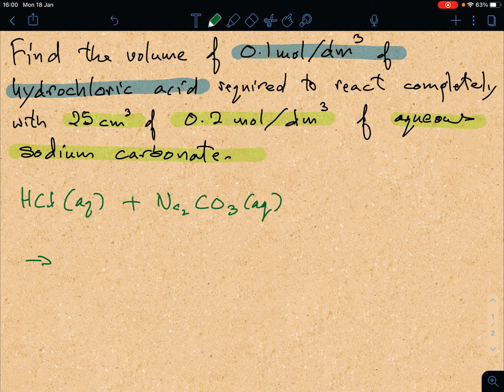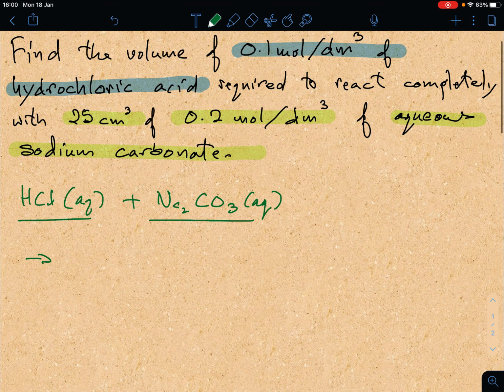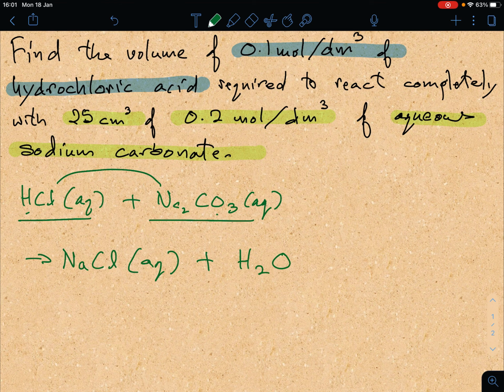an acid reacting with a metal carbonate will give you sodium chloride, NaCl. Obviously NaCl will still be in aqueous state, and of course they have hydrogen and oxygen there. You're going to have water, H2O, in liquid form, and last but not least you will have carbon dioxide, CO2, in gaseous state.